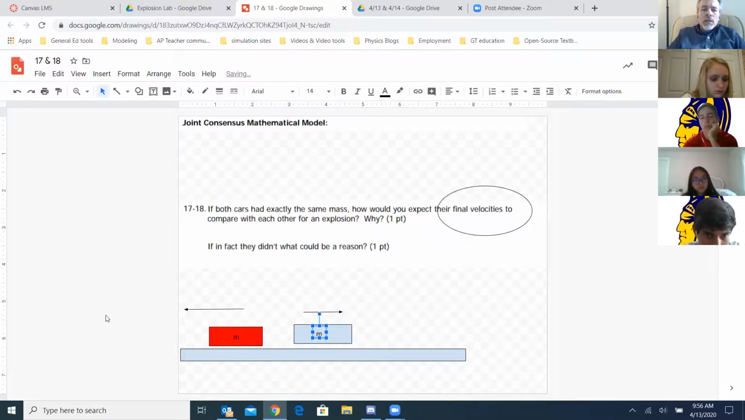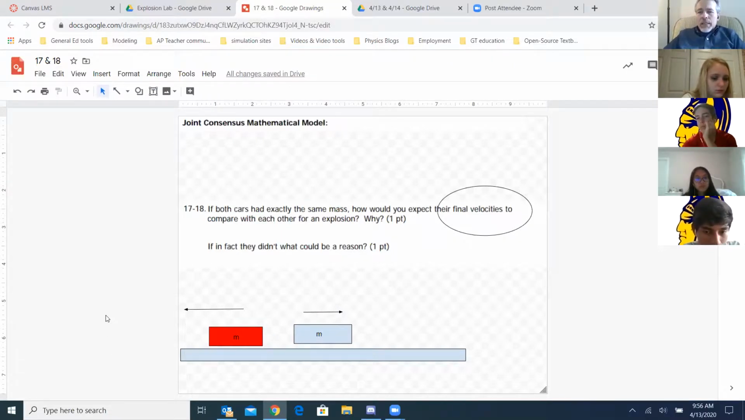Can you think of anything in the lab that might explain why they might not have the exact same speed? The distance from the explosion is different. Like one could be farther away from it, and one could be closer. Ah, okay. Yeah. Unfortunately, it's hard to do this because.